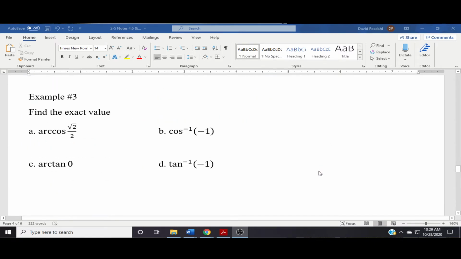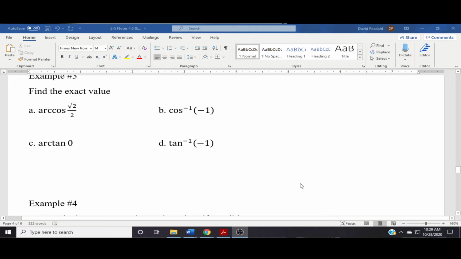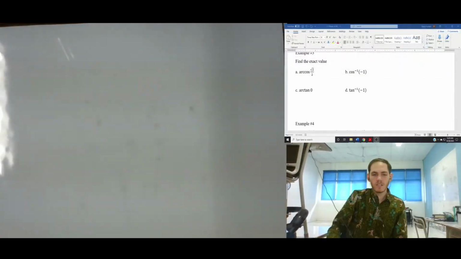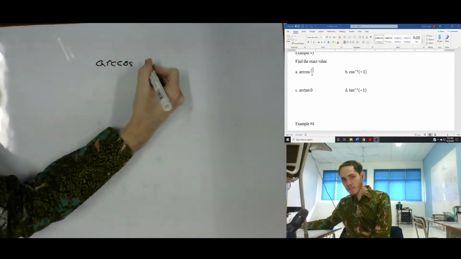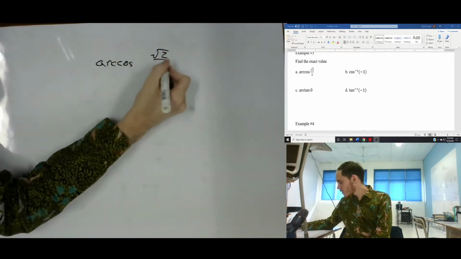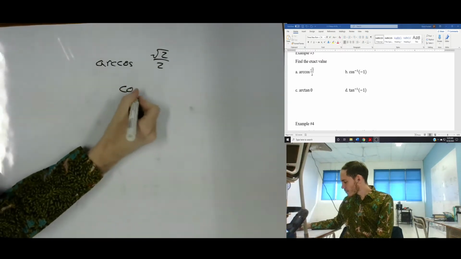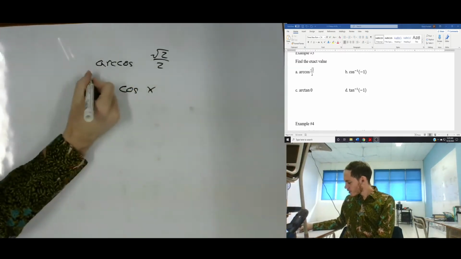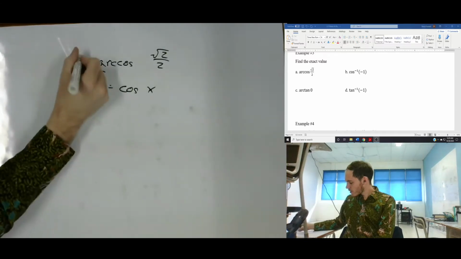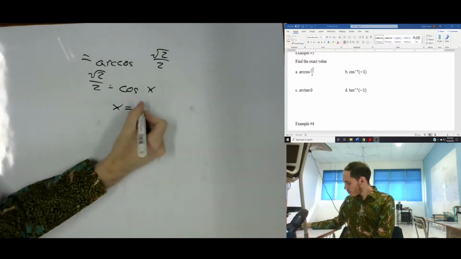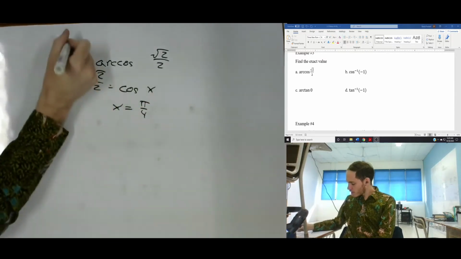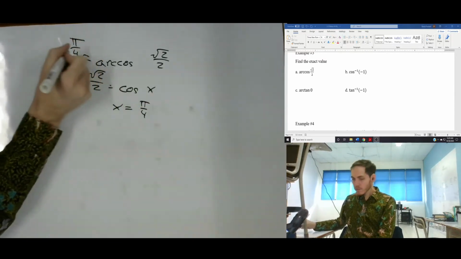Okay, let's look at finding exact values. Let's do some of these problems. Arc cosine of root 2 over 2. Remember, this is just the same thing as cosine of x equals root 2 over 2. So what does this value equal? Well, then x will equal pi over 4. So you just plug in pi over 4.